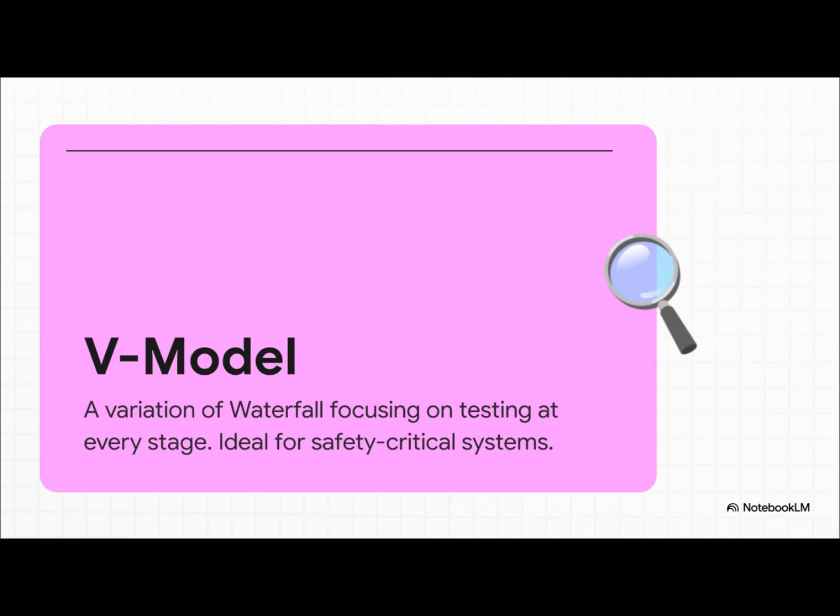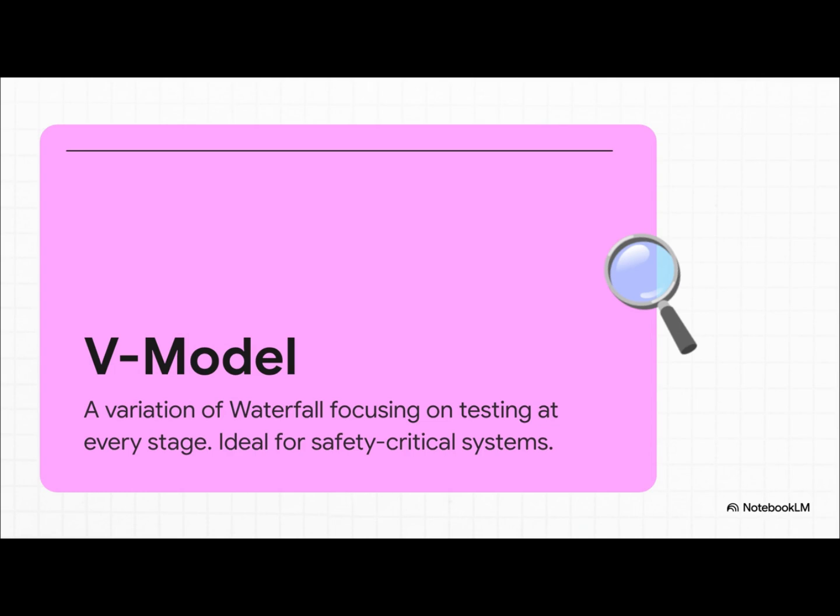To solve that big problem of finding costly errors way too late, the V model showed up. The V stands for verification and validation, and the idea is to pair every single development step with the testing step. This helps you catch issues early, which makes it perfect for safety-critical stuff, like medical devices where you just can't afford a mistake.